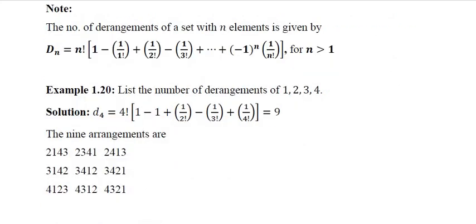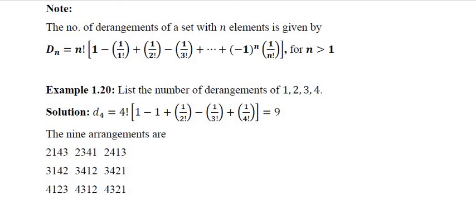In general, we can say that the number of D arrangements of a set with n elements is given by the formula Dn equal to n factorial into 1 minus 1 by 1 factorial plus 1 by 2 factorial minus 1 by 3 factorial plus etc. plus minus 1 raised to n into 1 by n factorial, where the condition is that n should be greater than 1. So this is the formula for finding the number of D arrangements of a set having n elements.